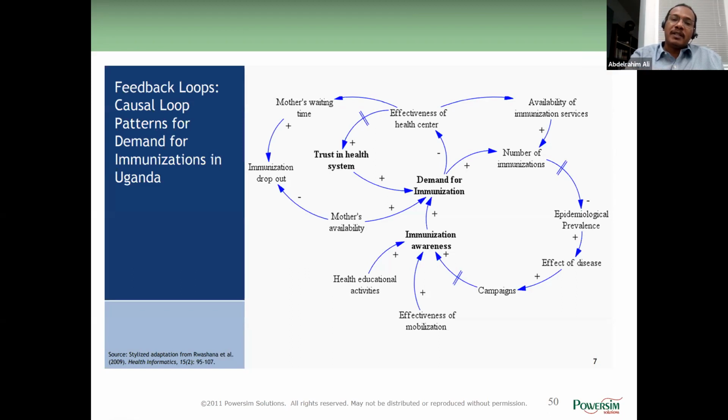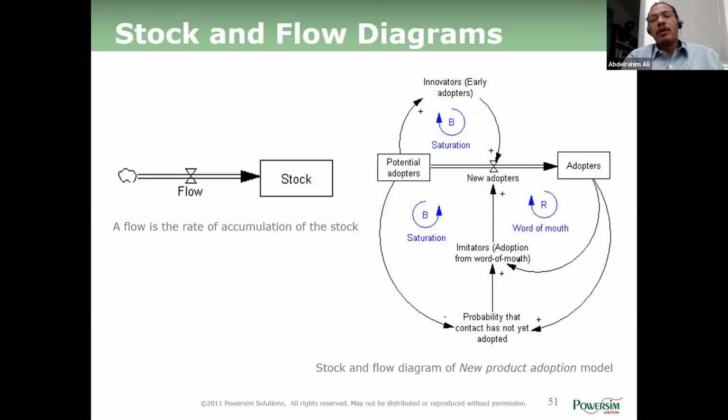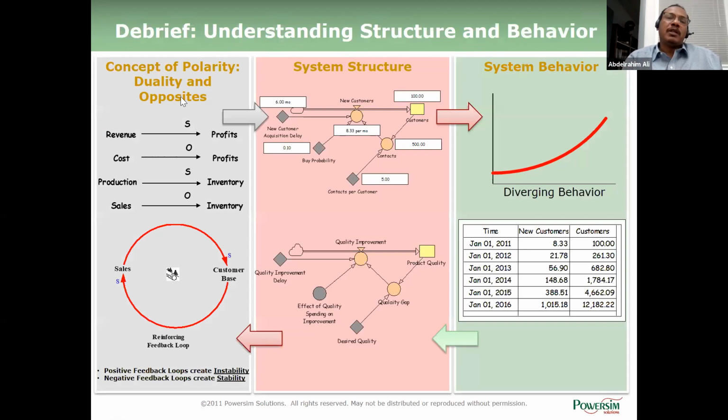And you can take this and make the stock and flow diagrams. The stock and flow diagram is a mathematical representation of this relationship. Based on the first part, the conceptual model, you can build the structure of the system, and then you can see the system behavior in the model.